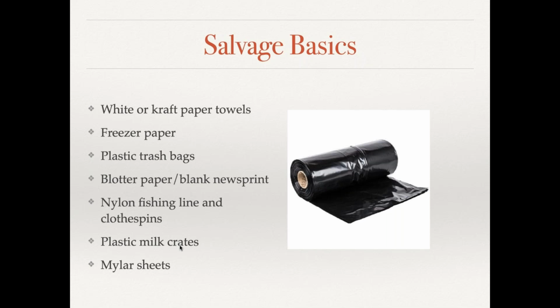Plastic trash bags, obviously for throwing things away, but also for lining boxes if you're putting wet things into cardboard boxes. Nylon fishing line and clothespins are really useful when you don't have a lot of space because you can run nylon fishing line and hang photos and paper from the fishing line. And that way you don't need that kind of table space for them.